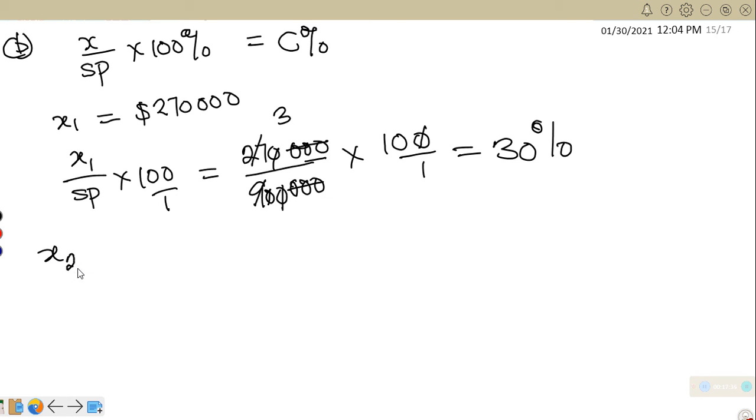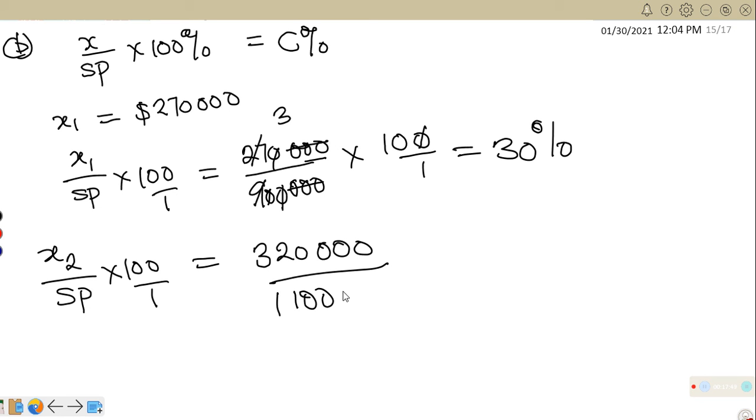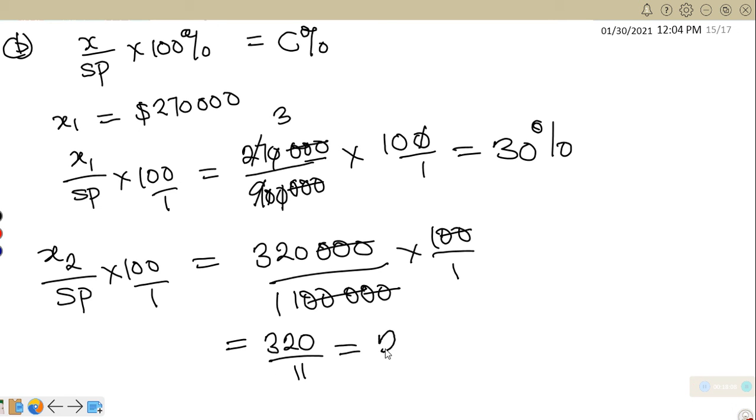Now the second commission, X2 over SP times 100 over 1, equals 320,000 over 1,100,000 times 100 over 1. So this cancels this, guys, this 30 cancels these 3 zeros, and that will give us 320 over 11. So 11 in 32 is 2. 11 times 2 is 22. So 8 plus 2, that is 10.